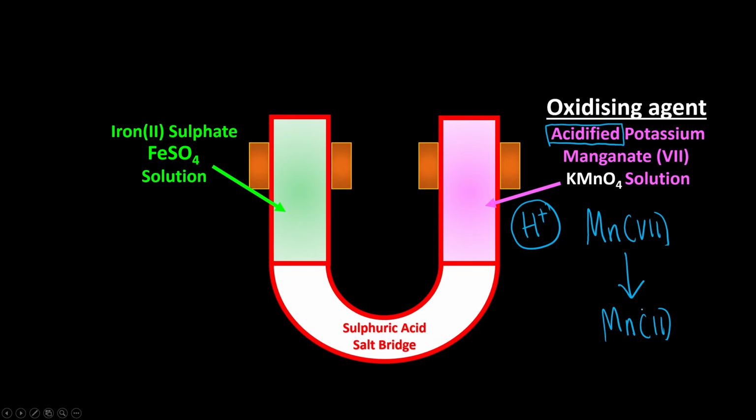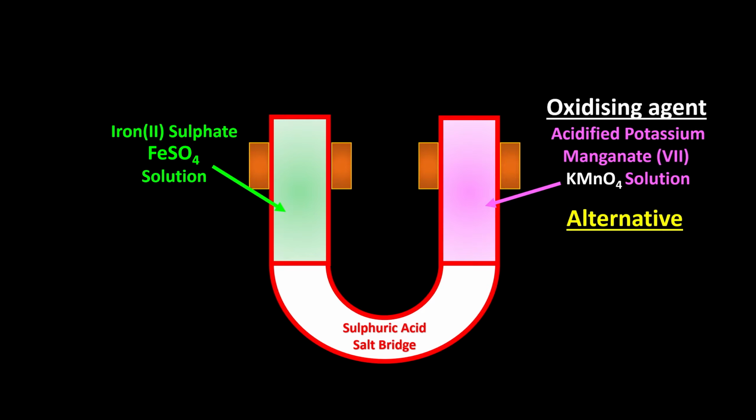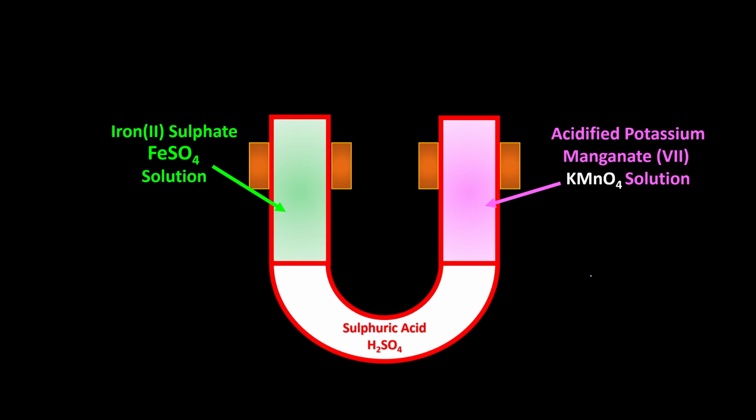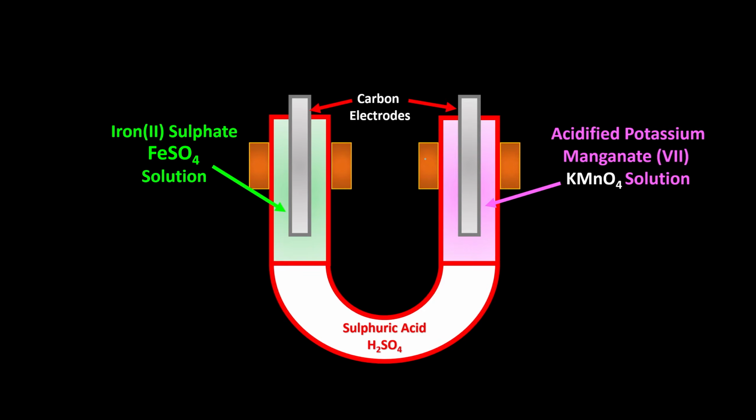So the alternative would be whichever oxidizing agent we discussed in the last video, which is potassium dichromate, chlorine water, bromine water, and iron(III) chloride solution. So now we have everything ready and we're going to immerse 2 electrodes made out of carbon to make the transfer of electrons happen.